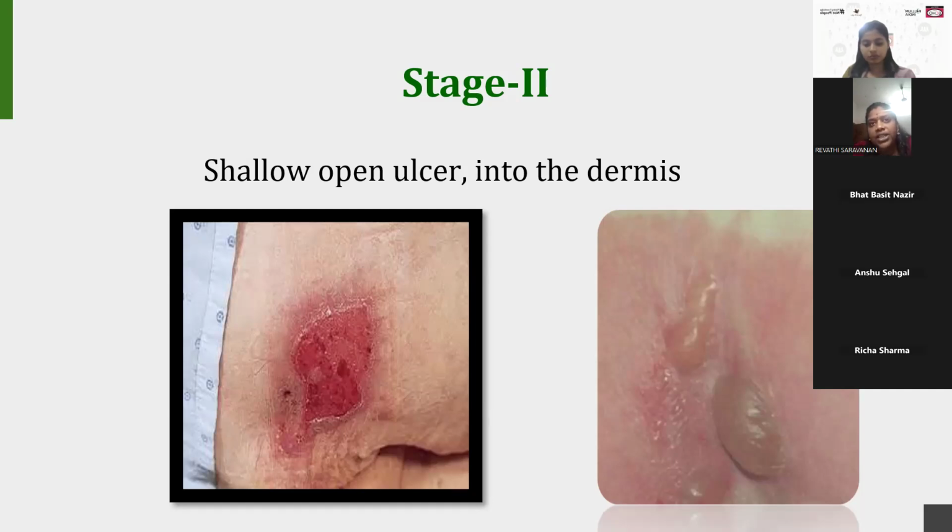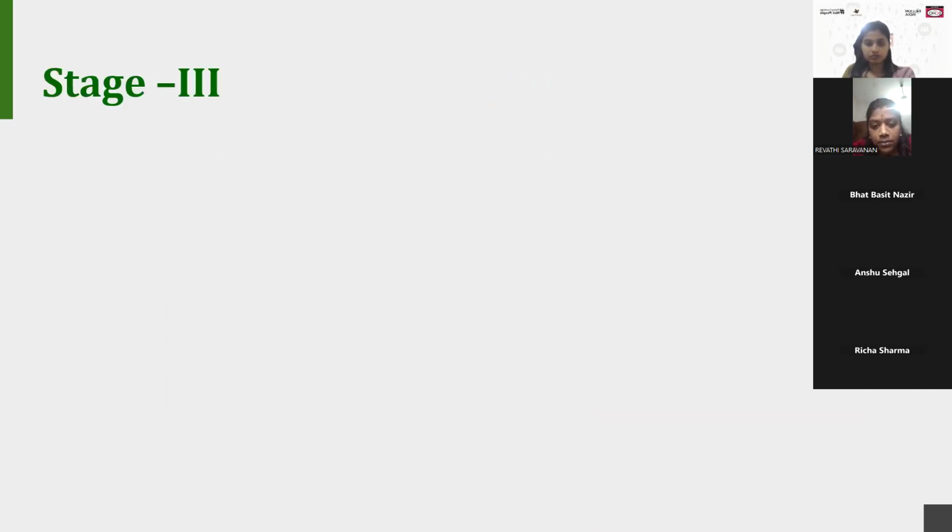In those conditions, you have to be aware: this is not just blisters, it is a stage 2 shallow open ulcer, or blisters from a pressure sore. Here you have to understand and differentiate between hot water blisters and pressure ulcer blisters. You have to know the difference between them. Okay, next slide, please.